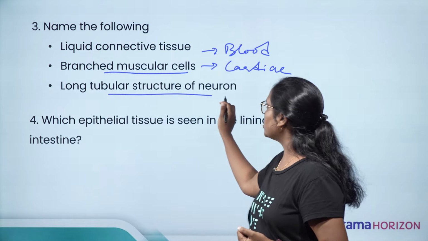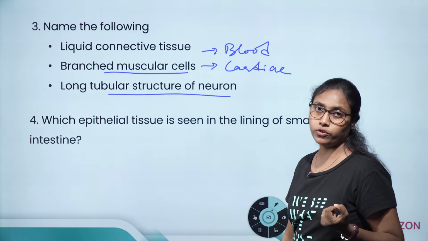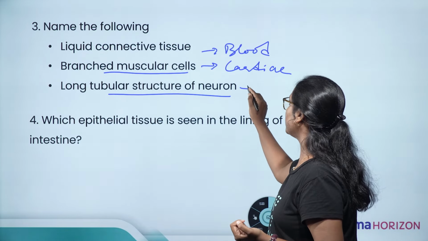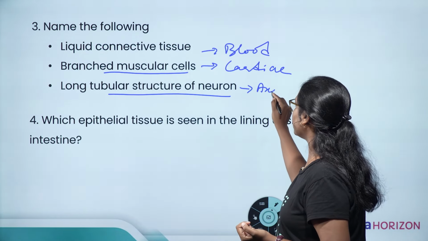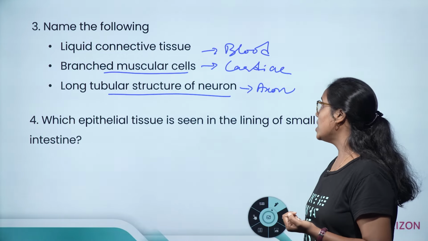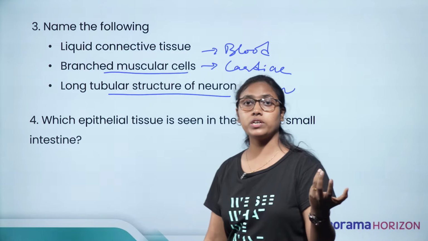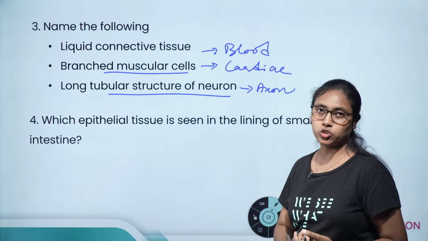Long tubular structure of neuron. So, the long tubular structure of neuron is axon. We have just seen that structure. The long tubular structure which takes signal from the cell body and transfers it to another neuron is axon.